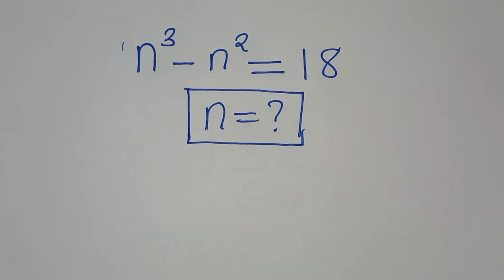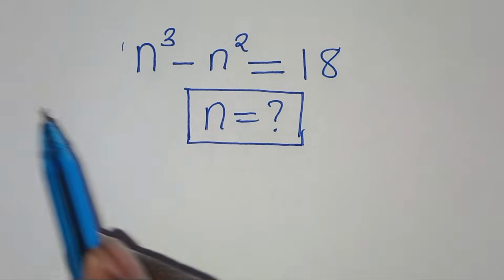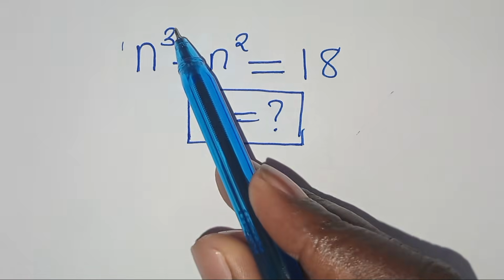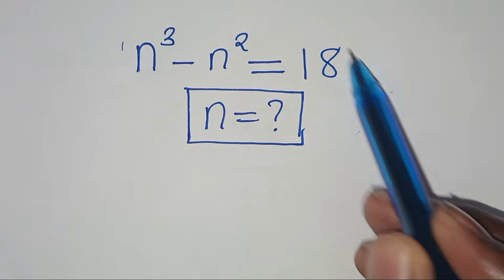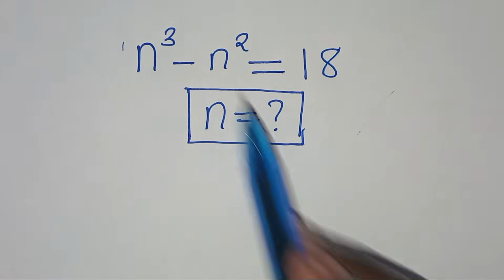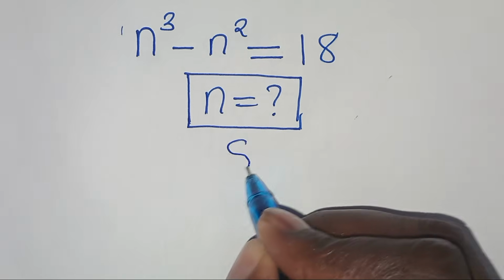Hello everyone, you're welcome to solve this nice math problem: n to the power of 3 minus n to the power of 2 is equal to 18. So what is the value of n? Now let's provide a solution from here.